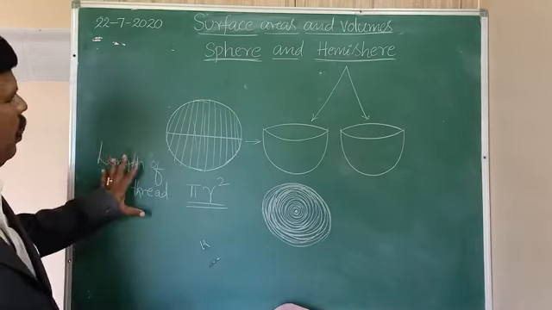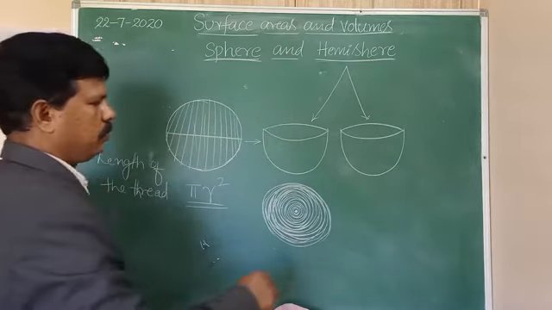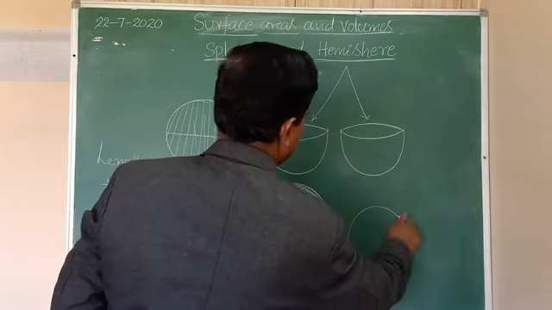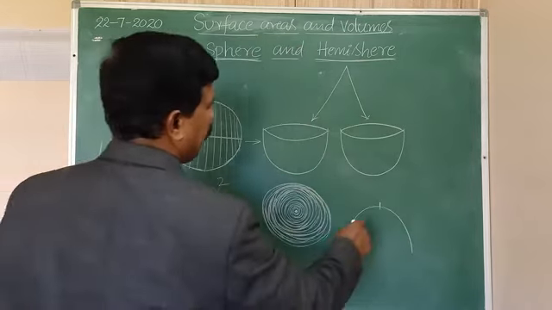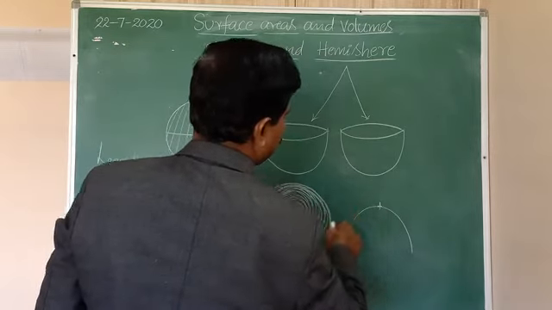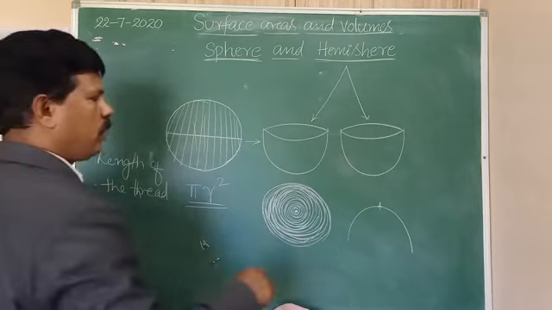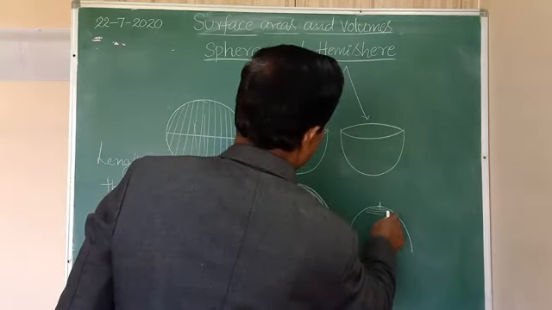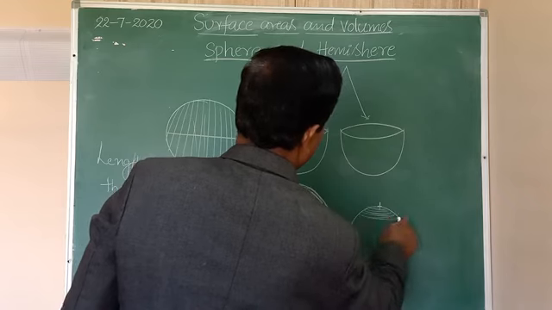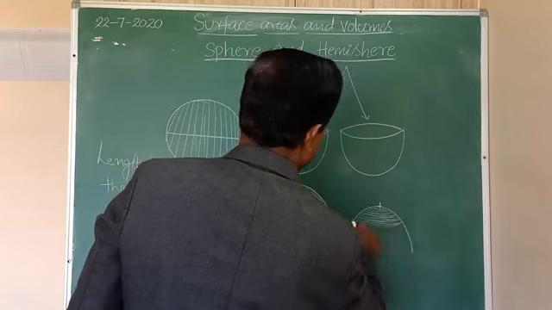Okay. Now, next is what? Reverse the bowl like this. Put a pin here. Then again, keeping this initial point, go on, put the thread around this circular region. Without giving gap, you do like this.